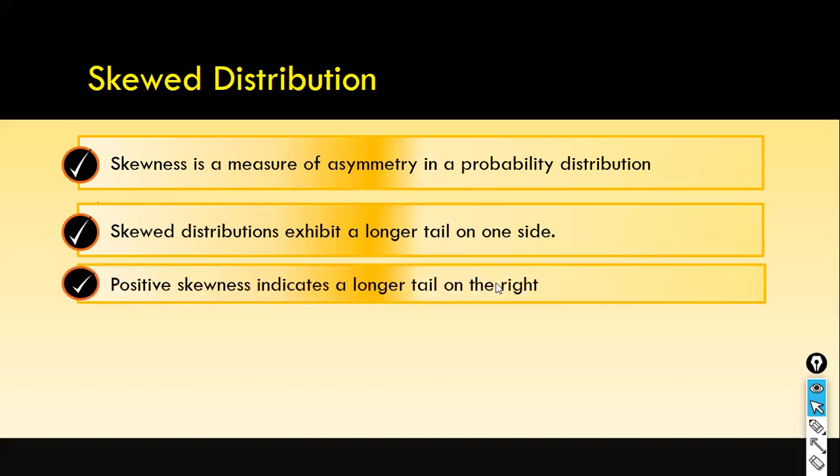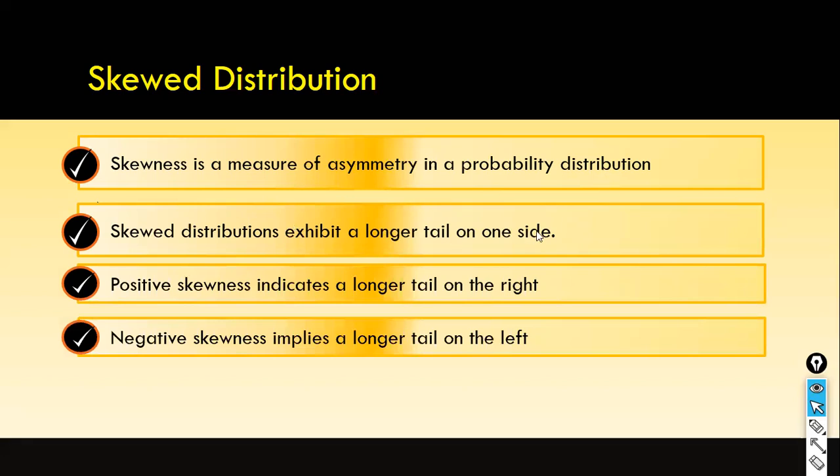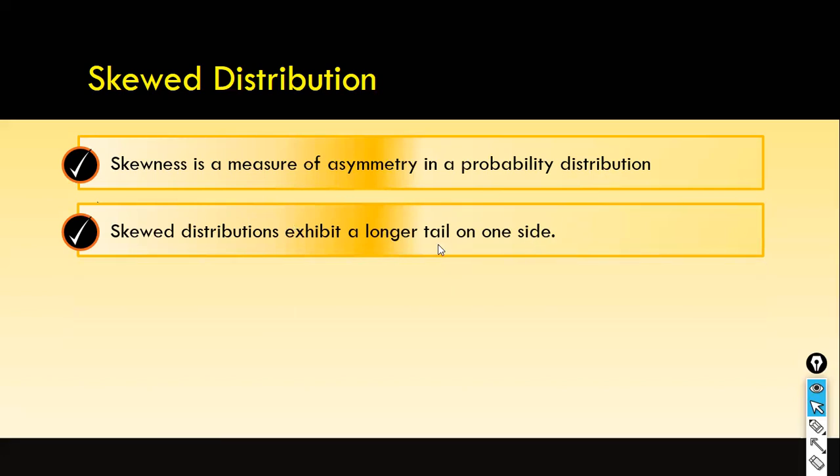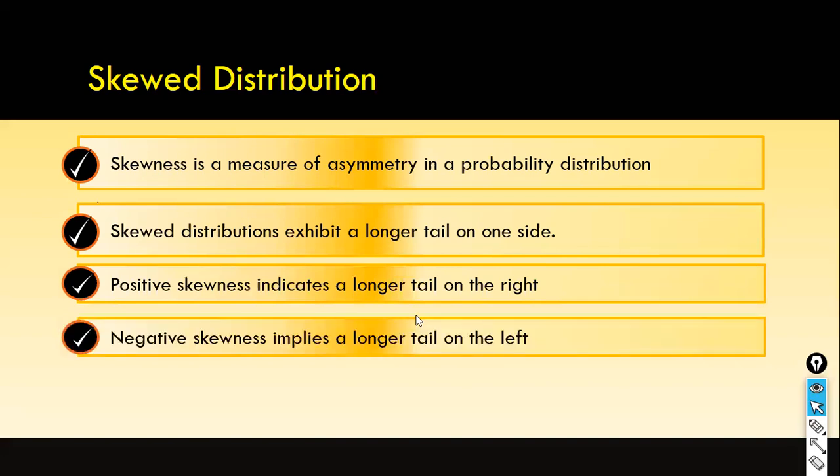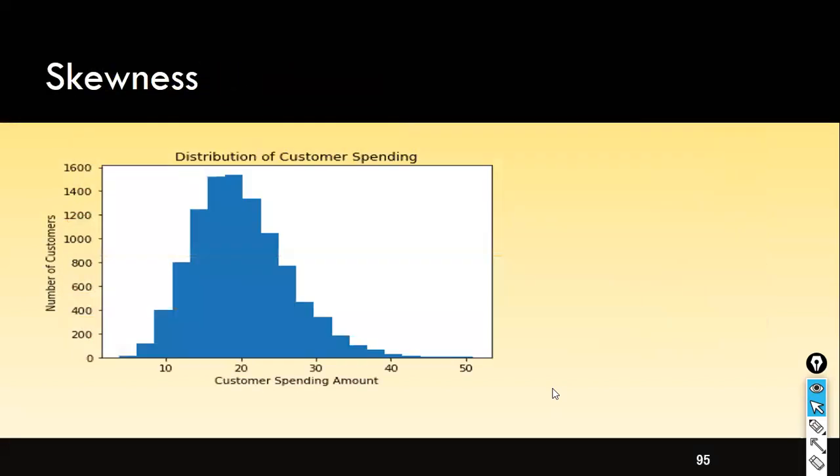Skewed distributions exhibit a longer tail on one side, either on the left side or right side. Positive skewness indicates a longer tail on the right side. Negative skewness implies a longer tail on the left side.